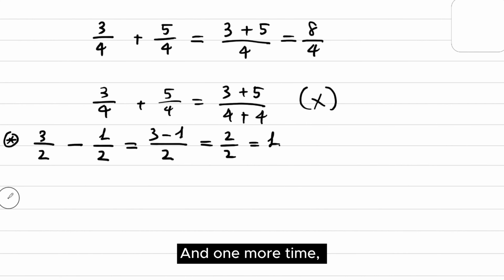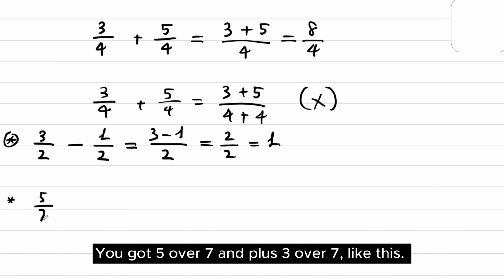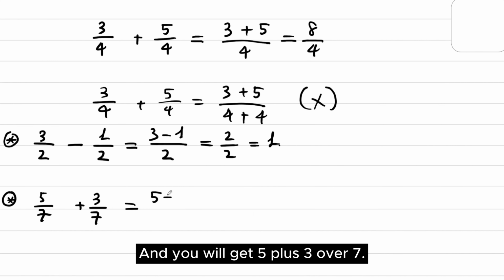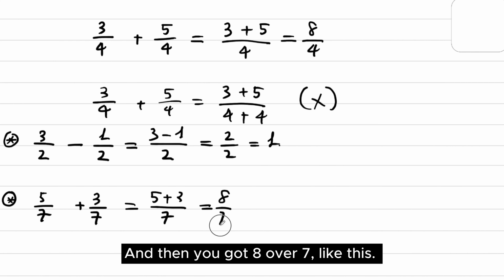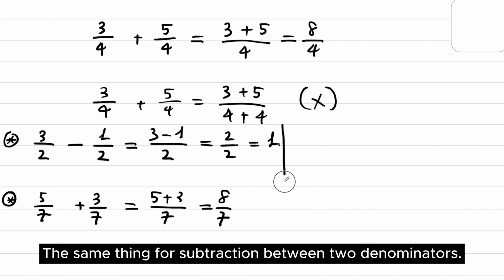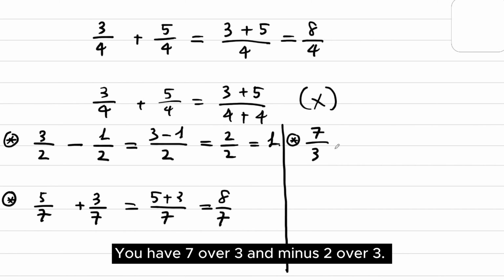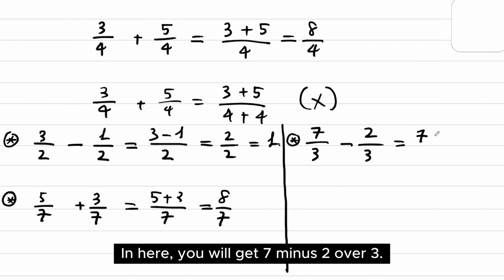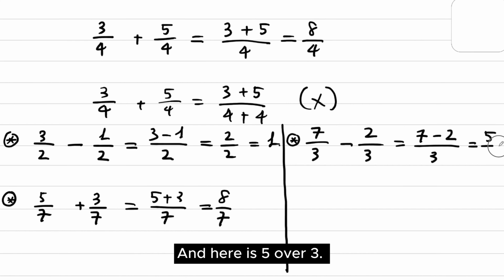Yeah, and one more time, you have 5 over 7 plus 3 over 7 like this. You will get 5 plus 3 over 7, and then you get 8 over 7. Yeah, the same thing for subtraction between two fractions with the same denominator. You have 7 over 3 minus 2 over 3 here. You will get 7 minus 2 over 3, and here is 5 over 3.